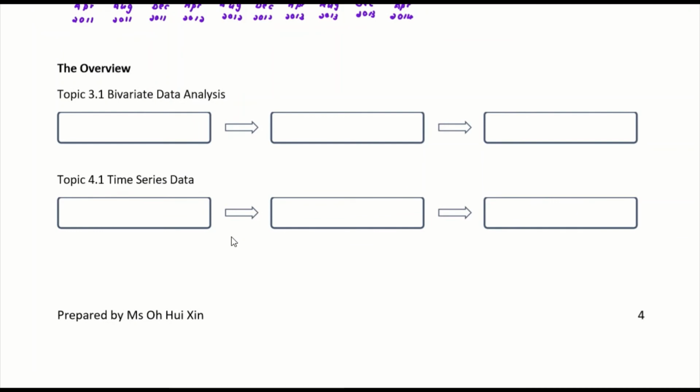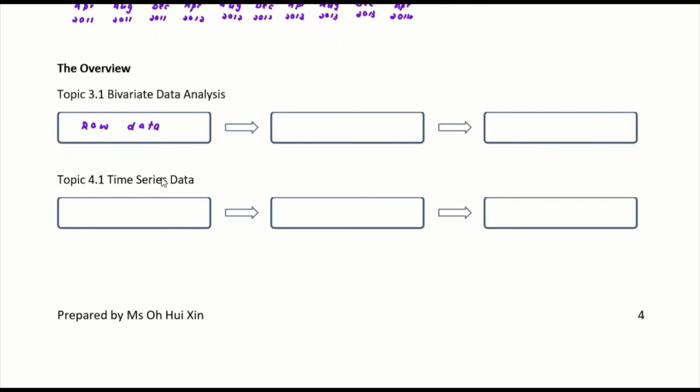So it will be easier for you when you move on to the further lectures in future. Okay, so in topic 3.1, when we talk about bivariate data analysis, it means that you will be given a set of raw data, let's talk about numerical data only. So you have a set of raw data with two variables. Then from there, we try to do analysis.